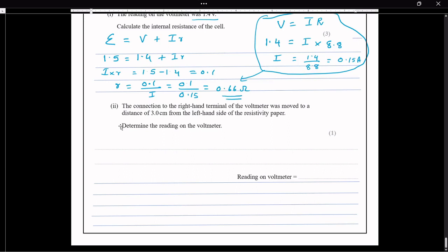Now coming to the last part of the question. The right hand terminal of the voltmeter was moved to a distance of 3 centimeter from the left hand side of the resistivity paper. Determine the reading on the voltmeter. So actually what they are telling here is the resistivity paper. You have seen the resistivity paper. This was the resistivity paper.